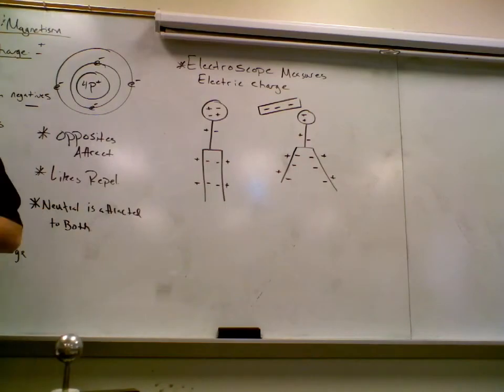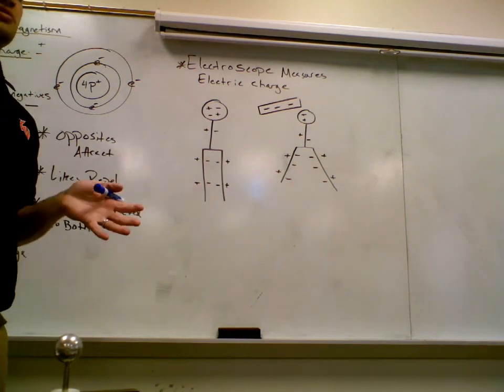So there's an abundance of negative charge because they're fleeing the negatively charged rod. Does that make sense, guys? Any questions? So right now they're still pushing away from each other.